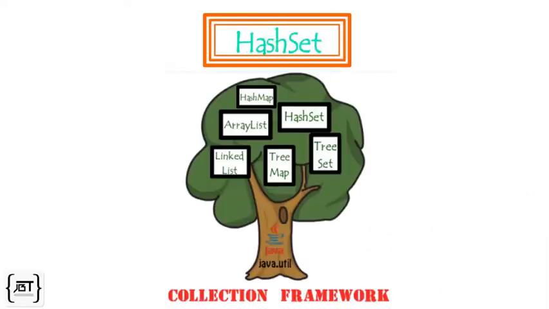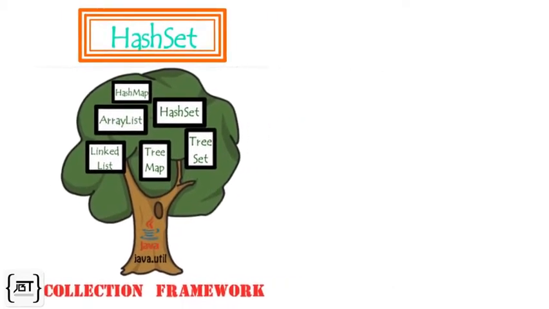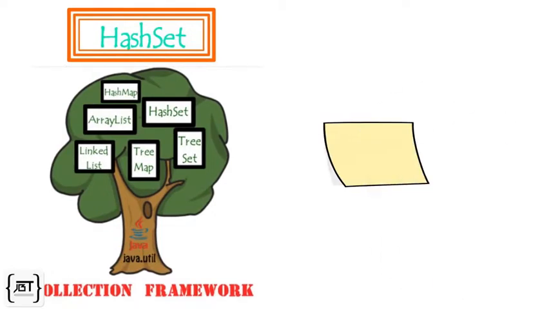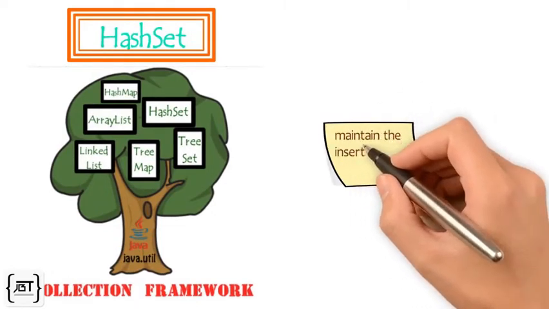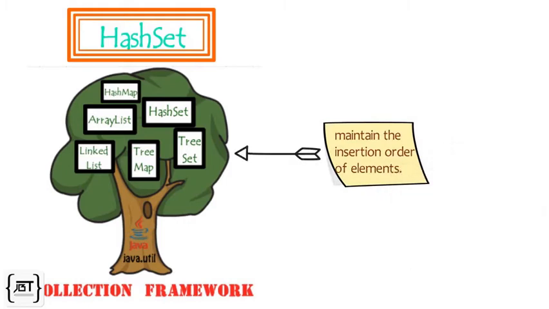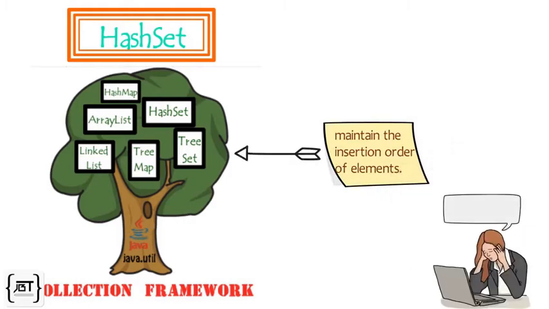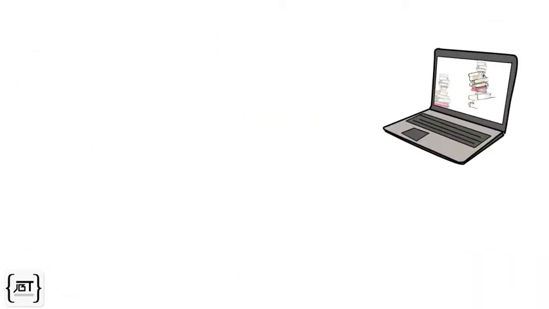HashSet. We have learned about a few important data structures in Java: arrays, array lists, and linked list. They all have a feature in common. They maintain the insertion order of elements. Sometimes we don't need to care about the order of elements in a collection. For example, an online library may keep a collection of books in no particular order.